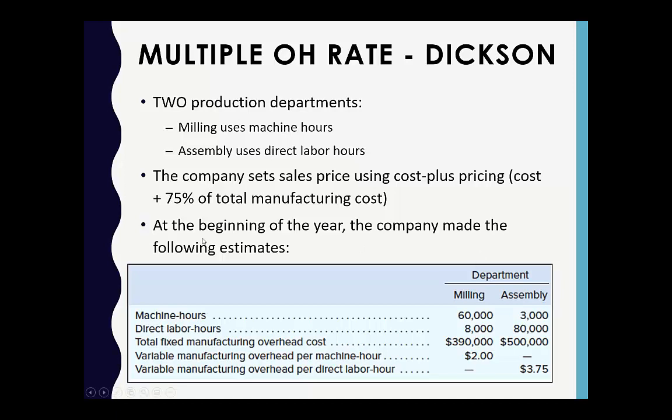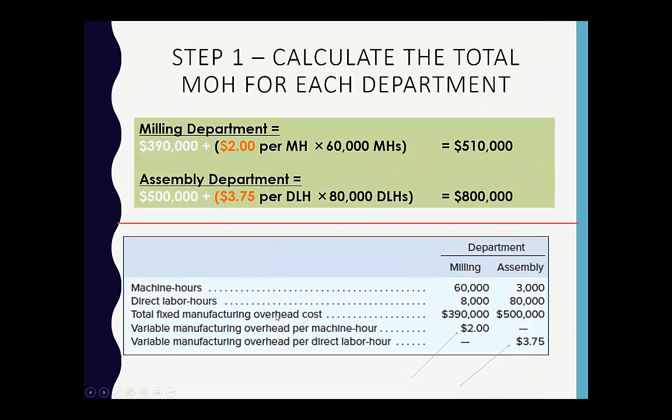So at the beginning of the year, the company has made the following estimates. They think that in milling they're going to use about 60,000 hours. Their assembly is going to be about 3,000 hours. Here they've got direct labor on both of these. And something interesting, do you see that the machine hours take up the bulk of the time in the milling, and in the assembly, the bulk of the time is in labor? Pretty interesting. Then I've been given the total fixed part, and then a variable part. So let's see what we're going to do with this.